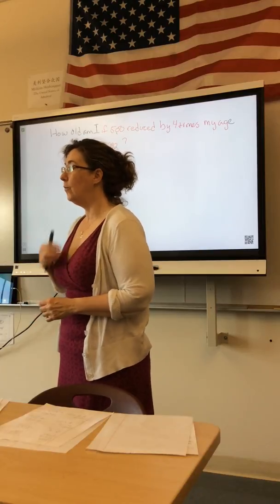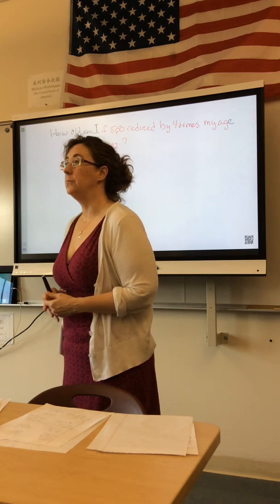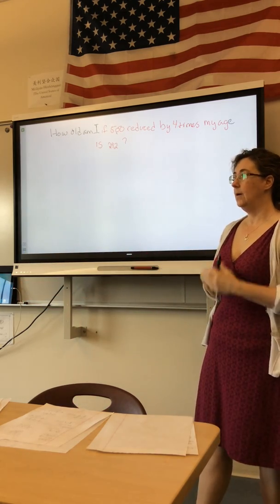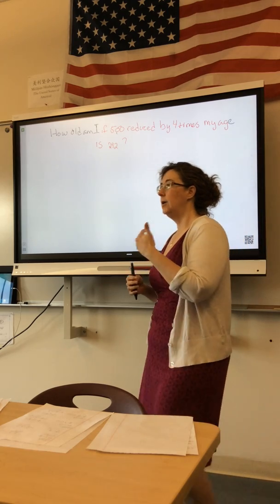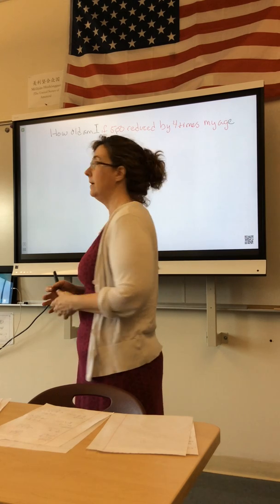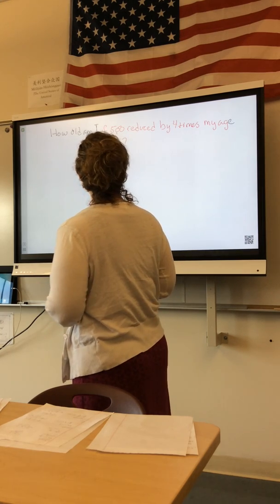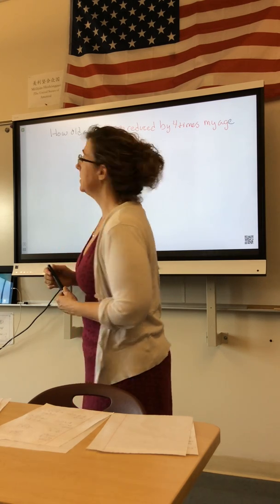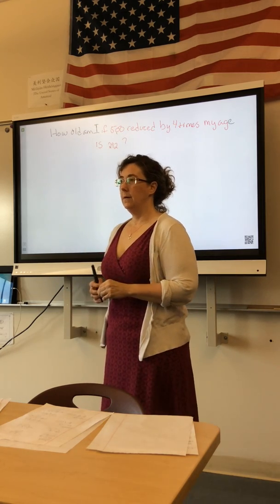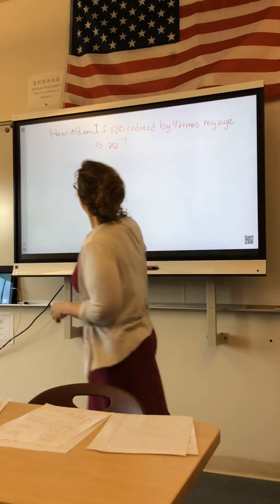Read the problem again. Read the problem. You see a word problem, read it. Don't do anything. The very first step is to read it. Read it until you find out what you're looking for, what you're trying to discover. So how old am I if 500 reduced by 4 times my age is 292? What am I looking for? How old you are? How old I am.